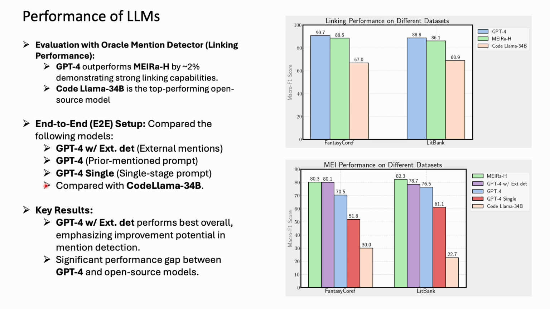The key results include that GPT-4 with external detection performs best overall, indicating improvement potential in mention detection. There is a significant gap in performance between GPT-4 and open source models, and that GPT-4 with a 2-stage process performs much better than a single stage GPT-4 prompt.